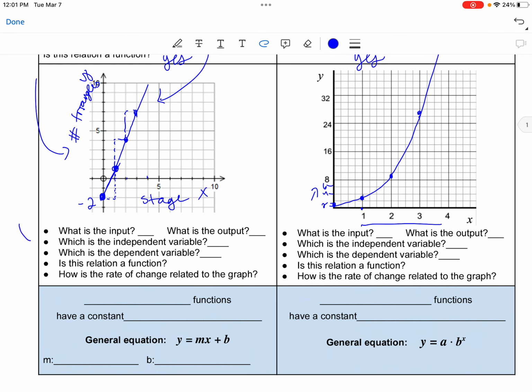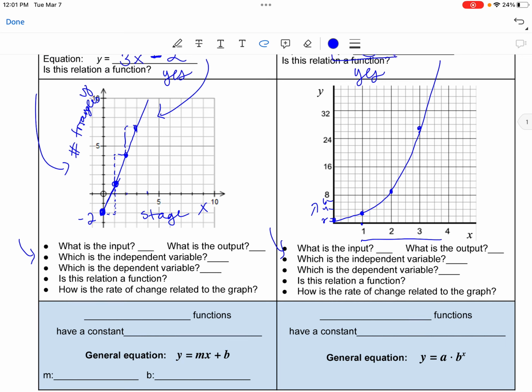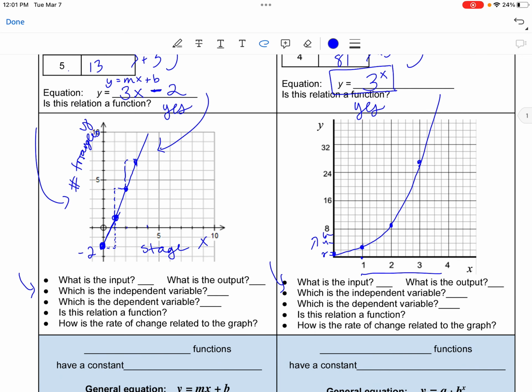Now you're going to answer these questions. I'll do a couple of them with you. The input is always the x, and the output's always the y. And the input is also always the independent variable, the x. So in this case, the stage number. And the y, the output, is the dependent variable. We already answered this question. It is a function.